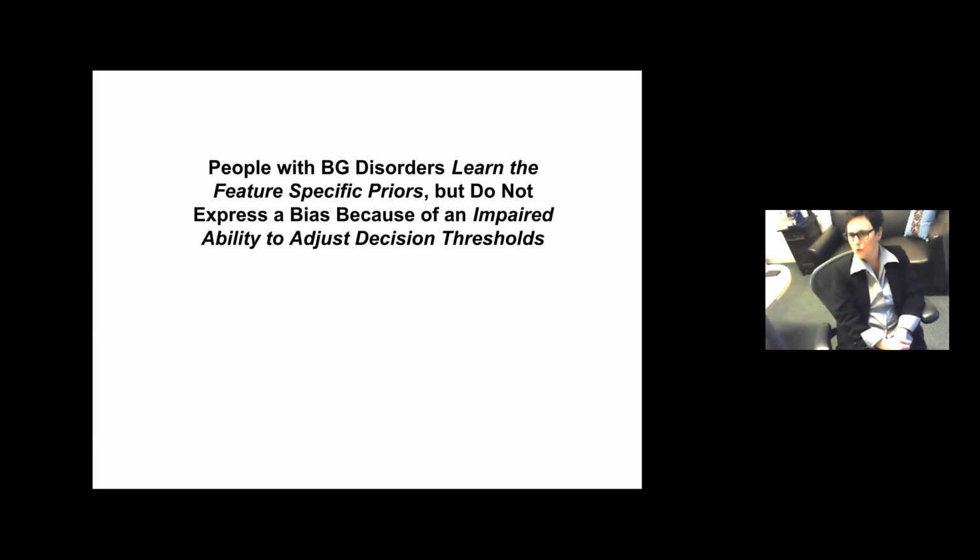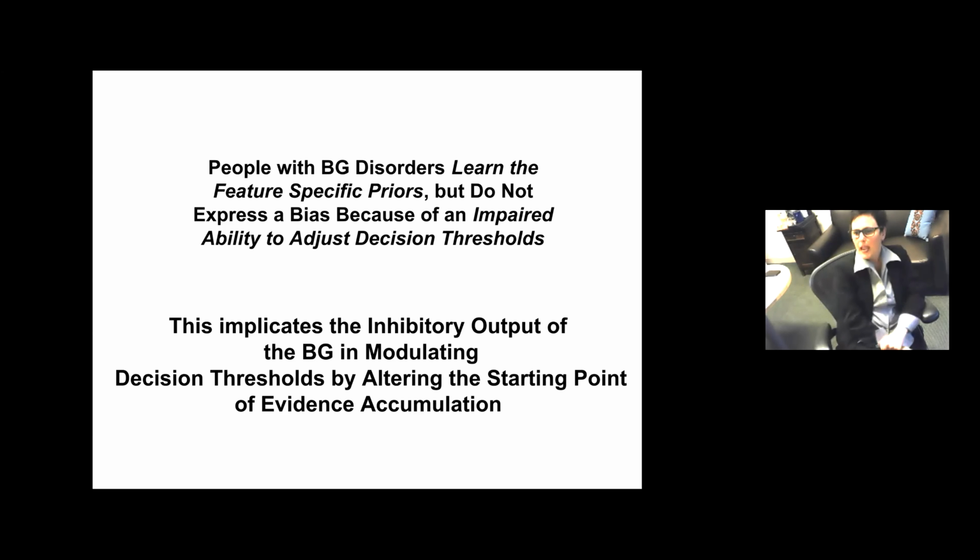So this led us to the conclusion that people with basal ganglia disorders could really learn the priors, but they couldn't actually express this bias in their decision making because they had this impaired ability to adjust the decision thresholds, or the amount of evidence that they needed to accumulate for a decision, okay? And this suggested that the inhibitory output, that basal ganglia, perhaps superior colliculus pathway, might be involved in regulating decision thresholds by altering this starting point of evidence accumulation, altering how much evidence needs to be accumulated for a decision.